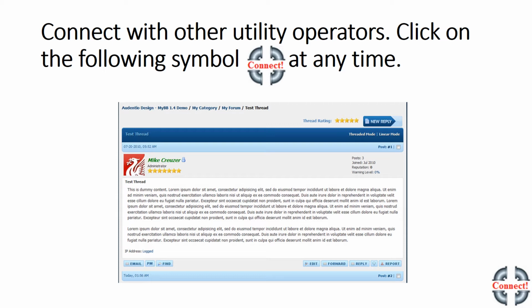Connect with other utility operators. Click on the following symbol at any time. The picture shows a discussion board, and at the bottom right side of the slide, you see the emblem Connect. Water operators will be able to click this icon at any time in the instruction, and it will take them to this discussion board where they can ask questions and answer other people's questions.